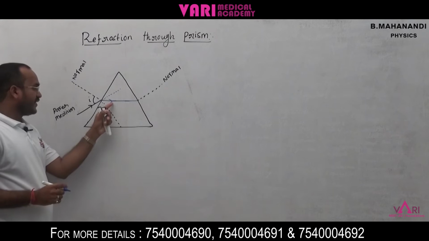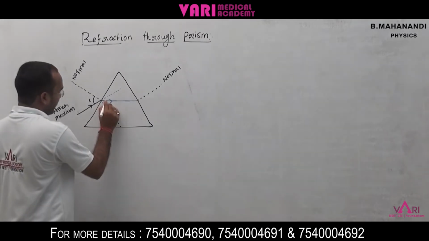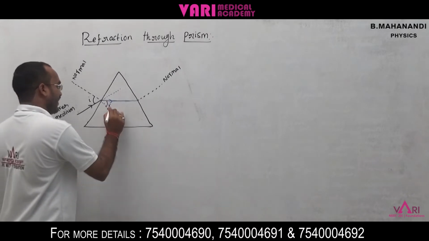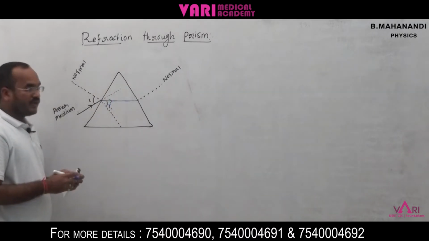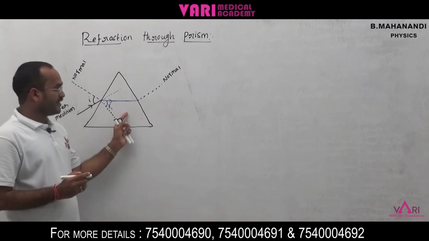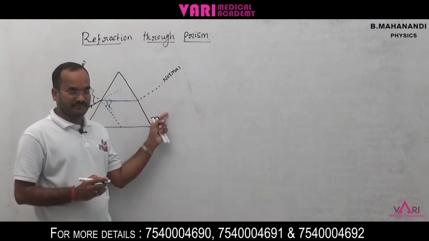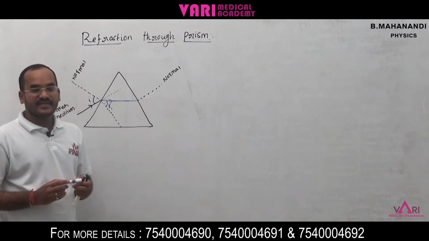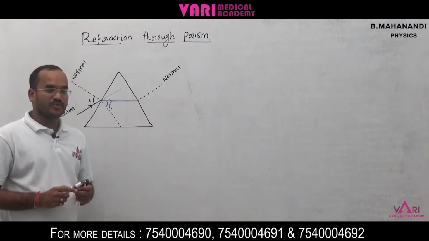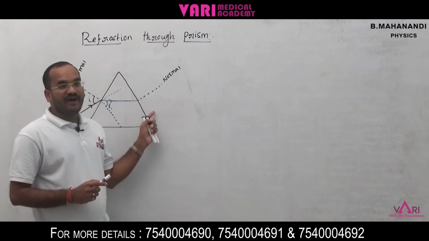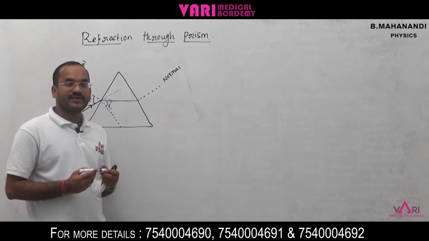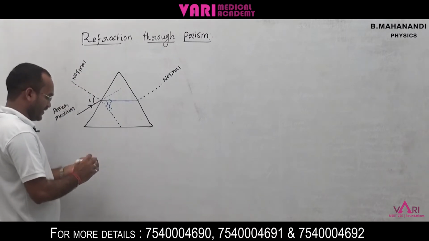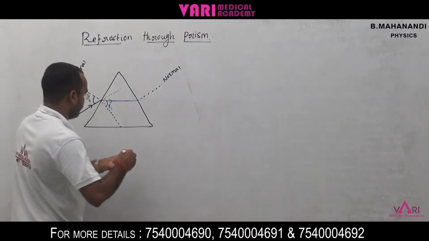The angle between the refracted ray and the normal is called the refraction angle. I will call this refraction angle R1. Now, when the ray enters from the denser medium to the rarer medium, it bends away from the normal. That ray is called the emergent ray. Now the normal is extended continuously.